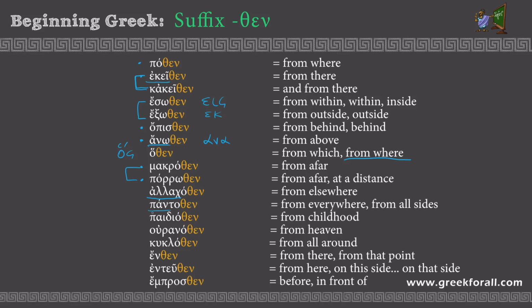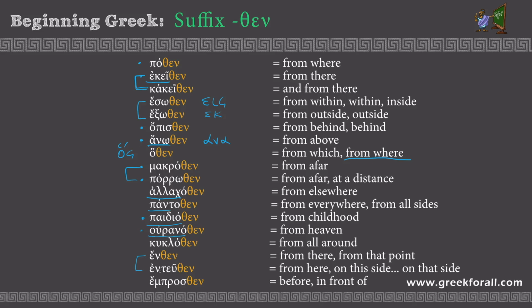Pantothen, the word pas, pan, the adjective again, which means everything, everywhere. So pantothen is from everywhere, from all sides. Paidiothen, we can recognize the word paidion, a child, so from childhood. Ouranothen, it is a no-brainer. We can see the word ouranos right here, so from heaven, beautiful word, from heaven. Kyklothen, from the verb kykloō, to surround, so from surrounding and from all sides, from all around. And these two words are somewhat similar, yet a little bit different.